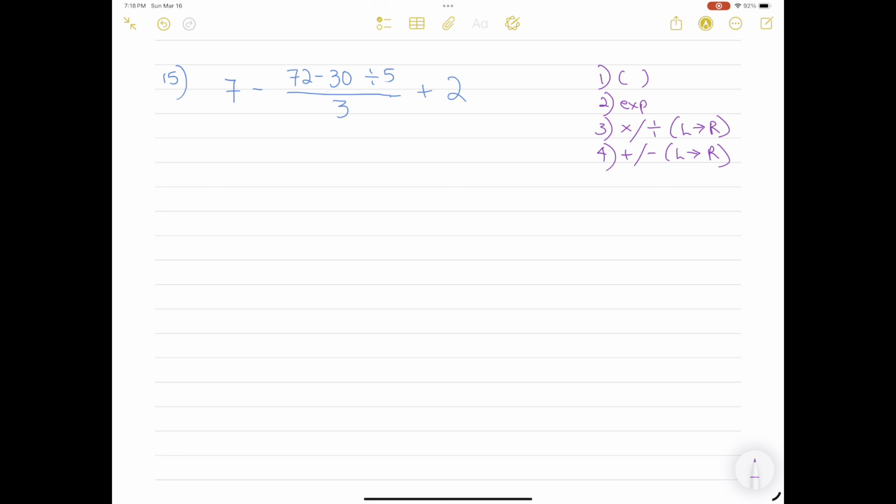Now the fraction bar itself is a grouping symbol, so I need to solve within that grouping first. And within that grouping, there is a division and subtraction. So I do the division first. 30 divided by 5 equals 6. I write that down on the line below and copy down the rest of the problem exactly as it is, in the order that it was before.